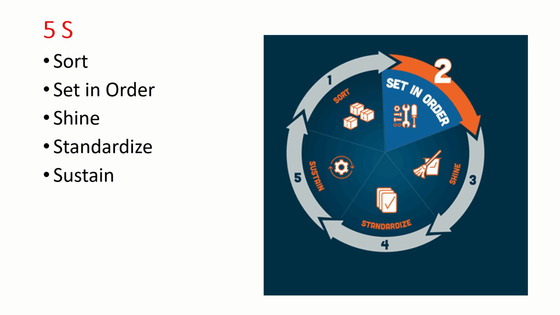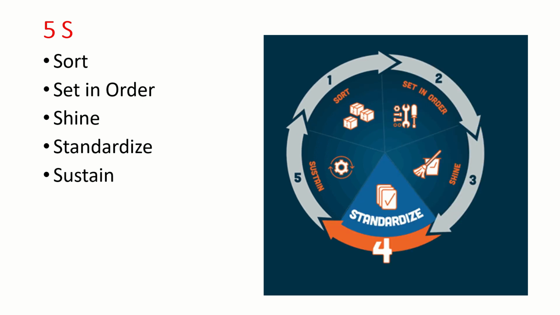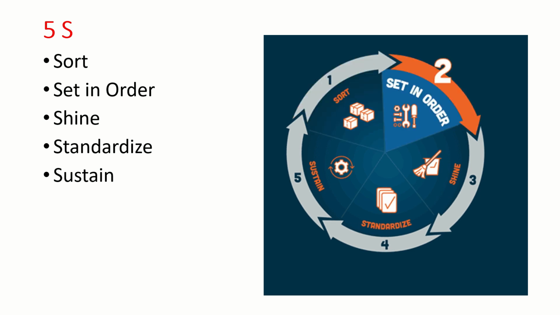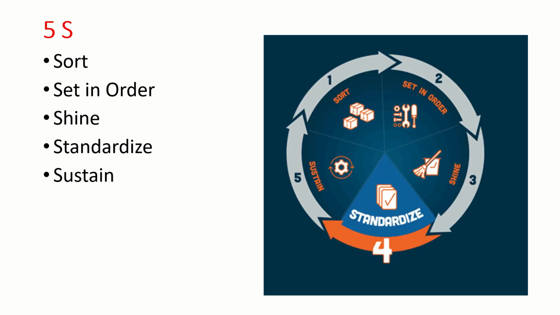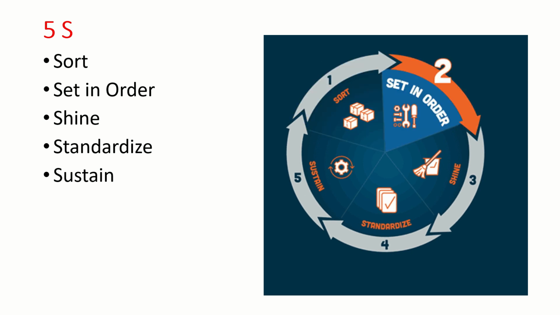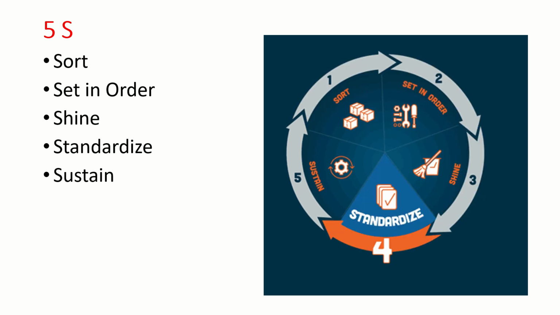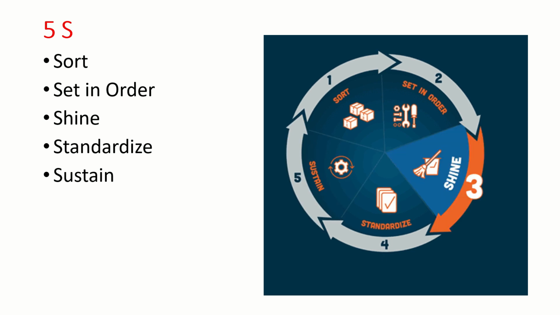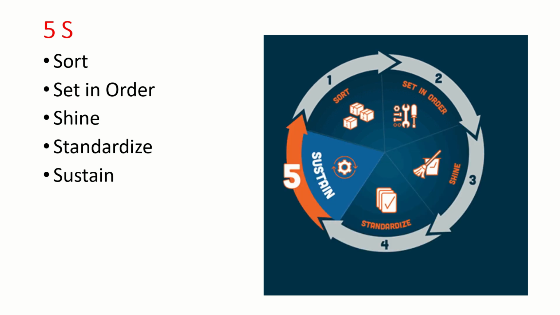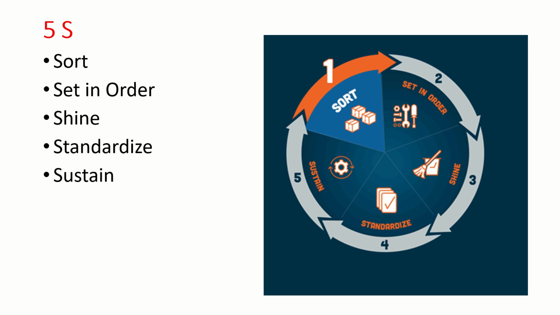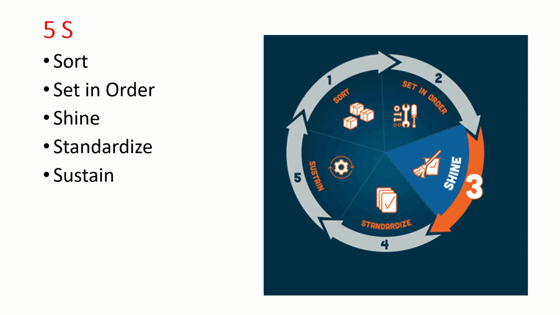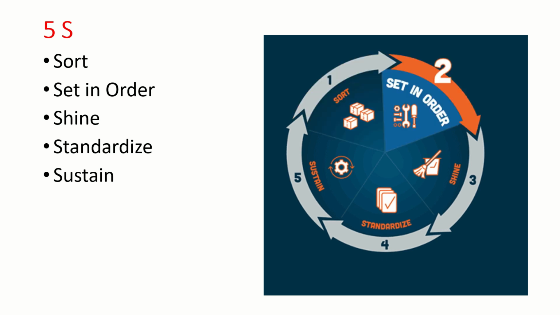And the fourth one is to standardize this as a process so that you do the first 3 steps every day, make it a standard process. And sustenance is when you follow all these four steps every time. That is what sustenance means. So when you follow all these five steps, you will be able to create a much nicer, much cleaner workplace where things are easily available for everyone to use. You will not have to go and look out for things.